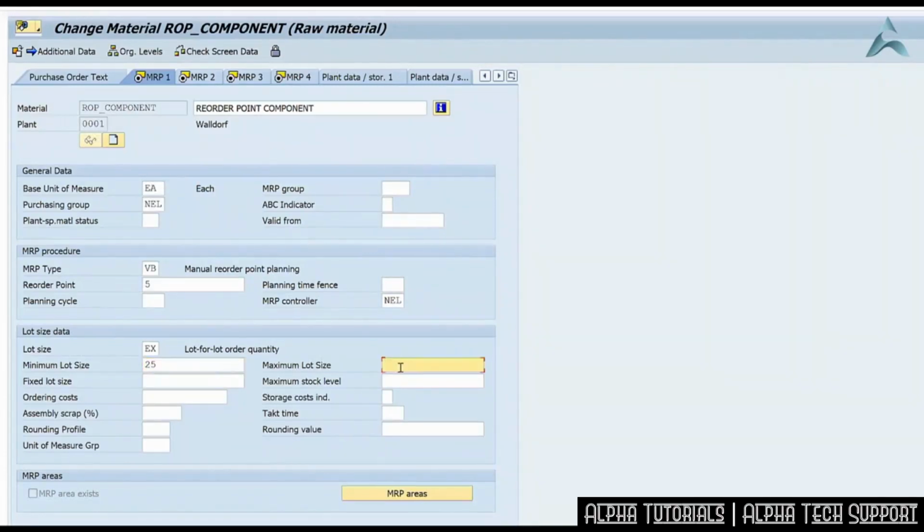I may also have a maximum order quantity, either imposed by the vendor or the supplier, or perhaps imposed by my organization. Either one, that is where the maximum lot size will come in handy. And then if you need to round your order quantity to the nearest each, to the nearest 10, to the nearest pallet size, to the nearest truck size, whatever the case, you can ensure that your order quantities are rounded to the next whatever, in this case, 5 eaches.